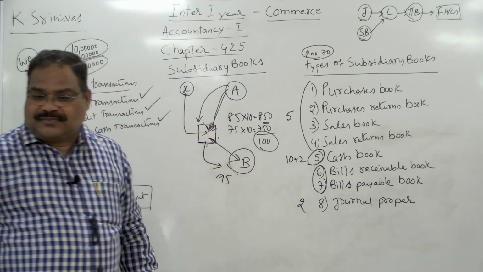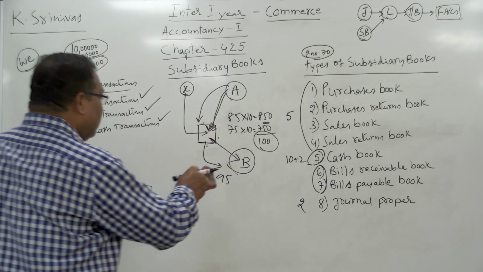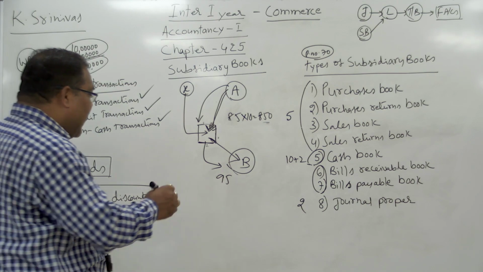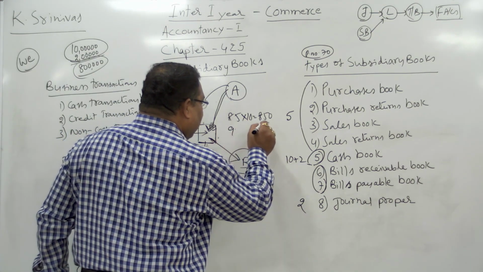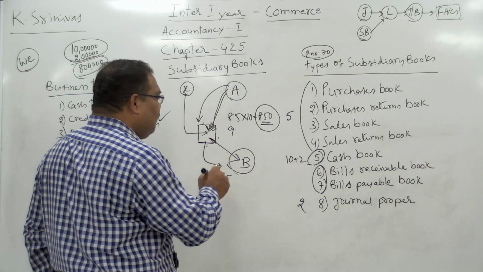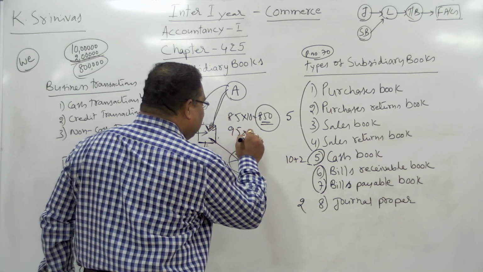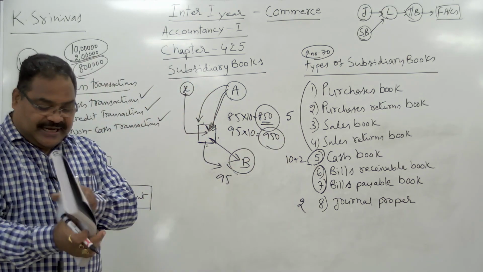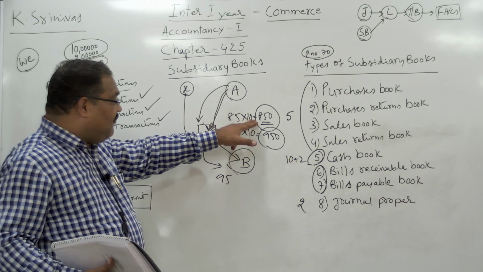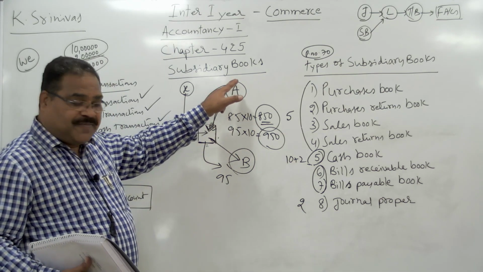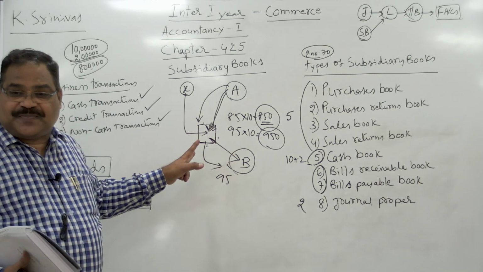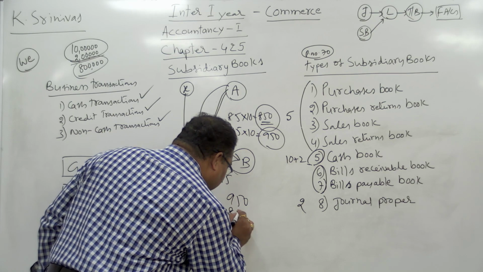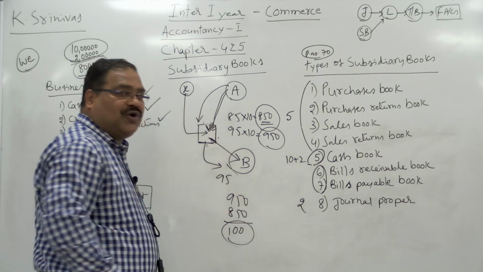Sorry, I have taken 85 is the price, 95 is the price here. 850 rupees we are going to pay, and we are going to sell these books for 950. This is 95 rupees. 850 we will pay, that is the purchase price. 950 is the sales price. So 100 rupees we are going to get. 950 minus 850 is equal to 100 rupees. We are going to get the profit.